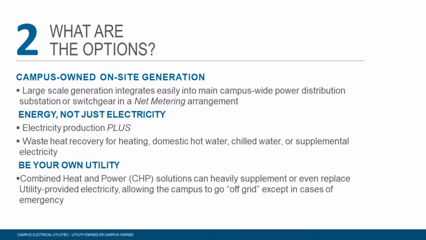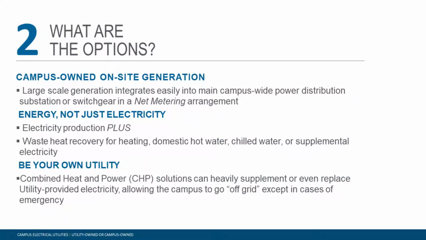Other options that we have: if you own your own system, it makes it very easy to integrate campus-owned on-site generation systems. Larger scale generation integrates well into these types of systems, and you can actually go into what's referred to as a net metering arrangement. When we talk about net metering, what we're speaking of is you put a certain amount of generation on your system to offset a certain amount of power purchase from your local utility.